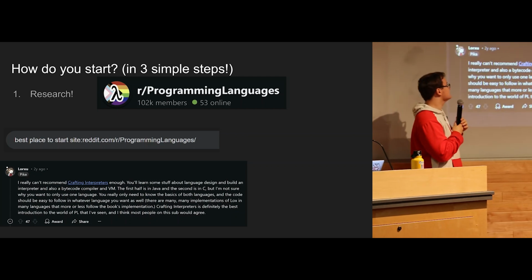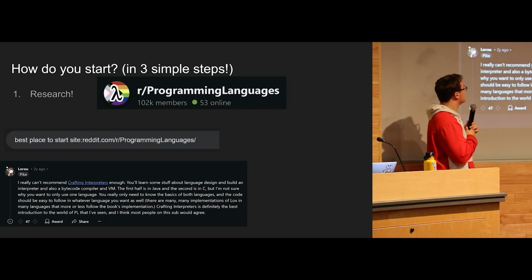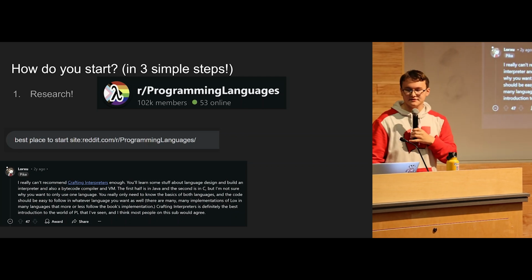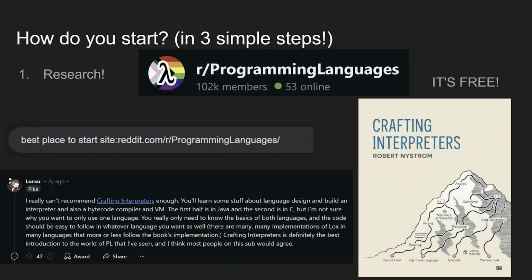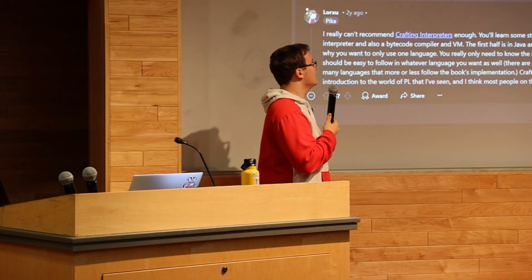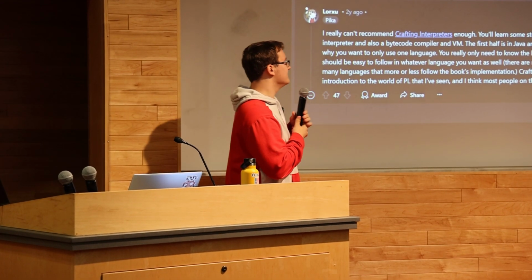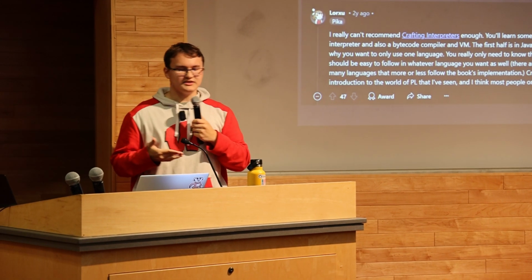And they said they couldn't recommend Crafting Interpreters enough. And Crafting Interpreters is a book by Bob Nystrom. If you're ever interested in making your own programming language, I would highly recommend this book. It is such a good book. It's also free on the web. But just find some resource, whether that be like a React tutorial, or maybe how to make a backend server in Go, or anything like that. Just do some preliminary research, right?